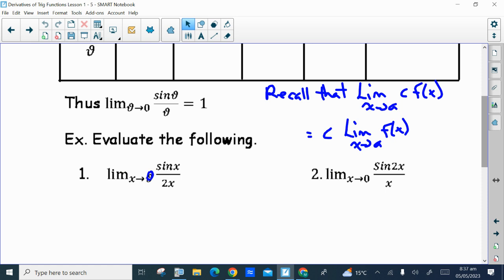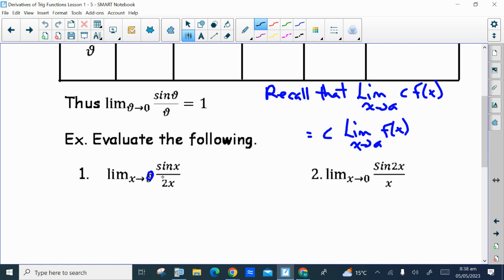Okay, so the first one is the limit as x approaches 0 of sine x over 2x. Again, 0 is a non-permissible value. If you let x equal 0, you'll have a denominator of 0, which we can't have. So we want to take this expression and do some algebraic steps to it, so that we get a factor that is the limit as theta approaches 0 of sine theta over theta, because that part equals 1. So this is how this first one would be done.